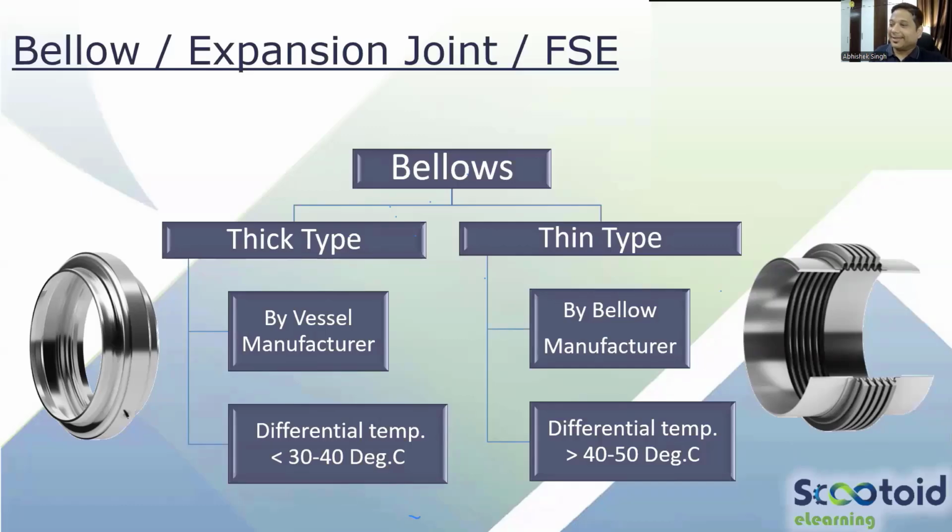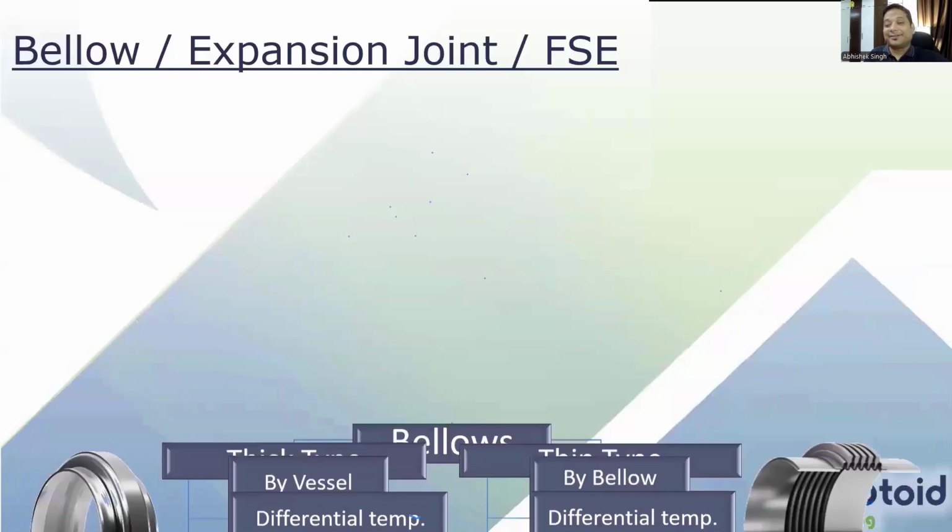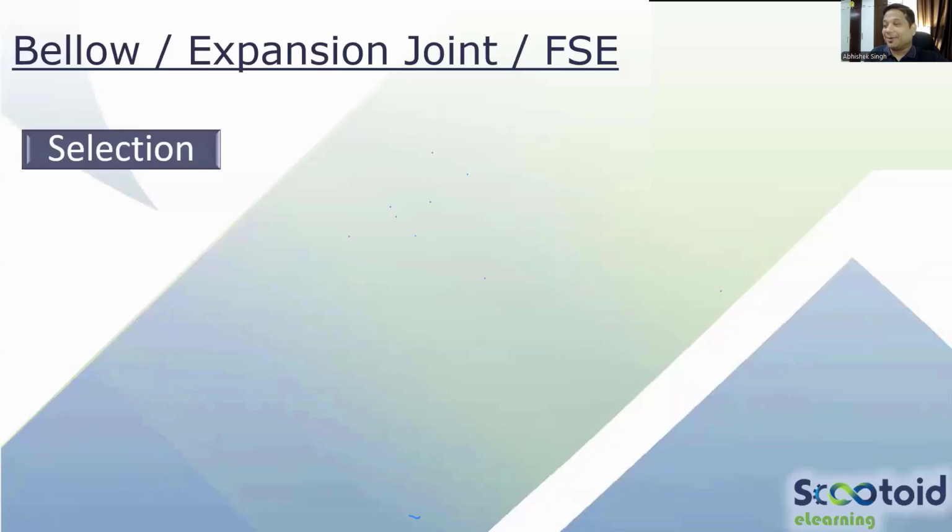So don't worry, I'll repeat the selection again. Because the majority of the time as a designer, your intervention will be about the selection, which one to select. Stresses are not getting qualified for a fixed type heat exchanger, and you have to provide a bellow. So first you will see what is my mean metal temperature difference: mean metal temperature of tube, mean metal temperature of shell.